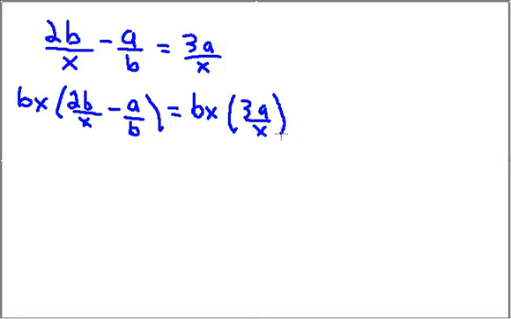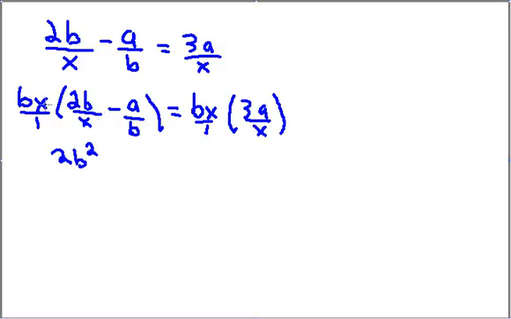Next, let's go ahead and multiply out, distribute through. Bx times 2b divided by x. If it helps you to put a 1 under the bx, go ahead. We can see here that this x and this x are going to cancel. So when we take bx over 1 times 2b over x, the x's cancel, and what that's going to leave us with is 2b squared over 1, which is just the same thing as 2b squared.